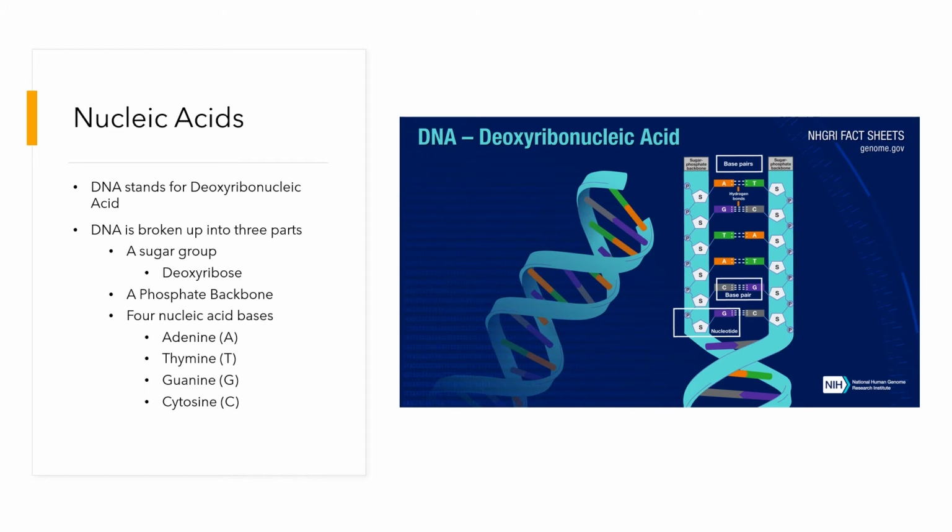Lastly, you have your nucleic acids. So the example here, DNA is a nucleic acid. It stands for deoxyribonucleic acid. DNA is broken up into 3 parts: a sugar group, which the sugar is called deoxyribose, a phosphate backbone, and 4 nucleic acid bases, which are adenine, thymine, guanine, cytosine. So those are all the parts of DNA.